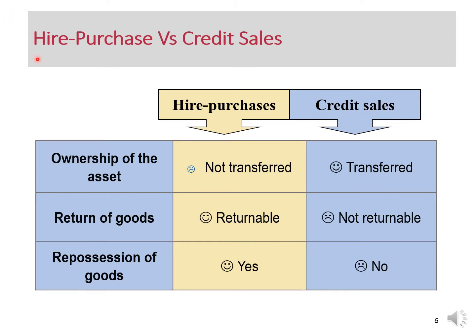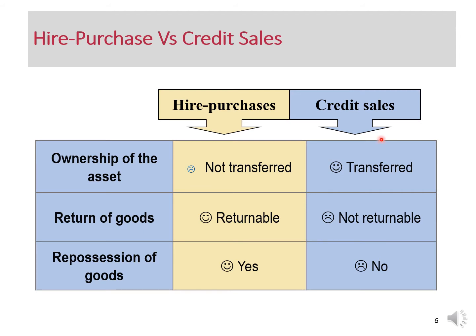There are some differences between hire purchase and credit sales. Under hire purchase, the ownership of the asset is not transferred to the hirer. On the other hand, for credit sales, if you buy an asset under credit sales, the ownership of the asset is transferred to the buyer. Under hire purchase, if you are not satisfied with the asset, you can return the goods to the owner. Of course, the owner is going to charge you certain charges, so you will have to bear certain losses or expenses.